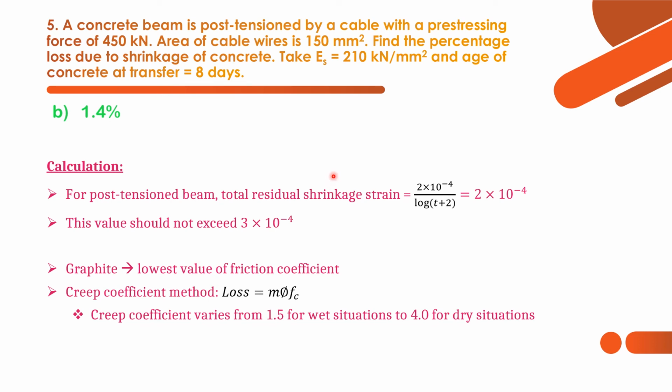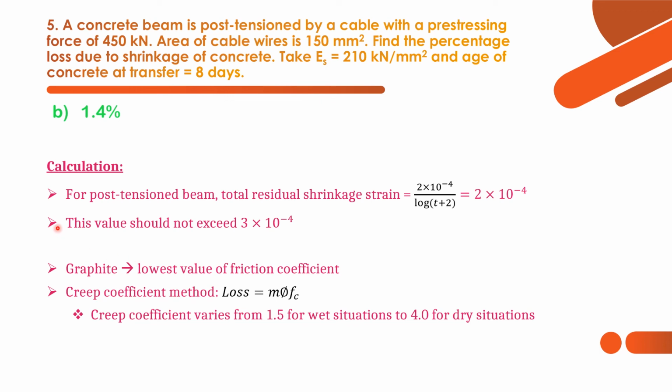Then what will be the loss of stress due to shrinkage strain? That we have already seen in the previous question. That is nothing but shrinkage strain into the elastic modulus of steel. So 2 into 10 power minus 4 into 210 into 10 power 3 gives the loss due to shrinkage strain, and that loss is divided by the initial pre-stress. What is the initial pre-stress here? Pre-stressing force is 450 kN and area of cable wires is 150 mm square. So dividing these two, we get the initial stress, and we have already calculated the loss of stress due to shrinkage strain. Divide both to get the answer for loss in percentage. That is 1.4 percentage due to the shrinkage of concrete in case of post-tension.